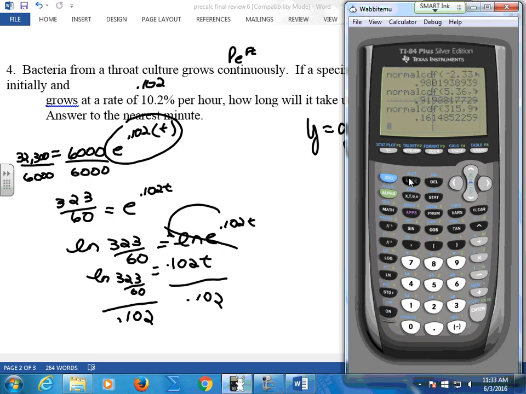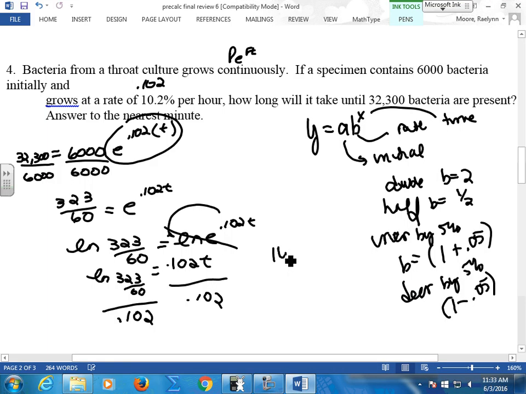Let's just take a look at your calculator. So ln is here. It gives you a parenthesis, so you're going to say 323 divided by 60. Don't forget to close that parenthesis. Then you're going to divide by 0.102. And it should give you 16.5. Now, but that's per hour. So 16.5 hours to the nearest minute is 16 hours, 30 minutes. Because 0.5 of an hour is 30 minutes.